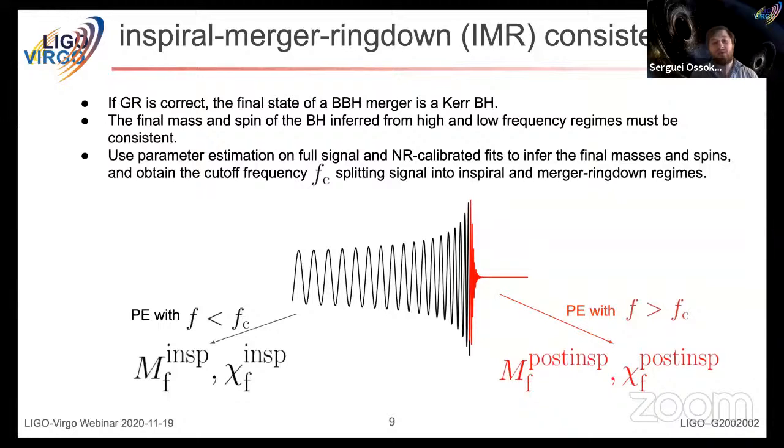So what we do is that we use parameter estimation on the full signal and some numerical relativity calibrated fits to infer the final masses and spins, and use those to construct a cutoff frequency, which I denote here by FC, which splits the waveform into an inspiral and a post-inspiral regime. And you can see that shown pictorially in the waveform plot. And once we have this FC, we repeat our procedure, first using frequencies below the cutoff frequency to obtain an inspiral estimate for the final mass and spin, and then above the cutoff frequency to get the post-inspiral estimates. Next slide, please.